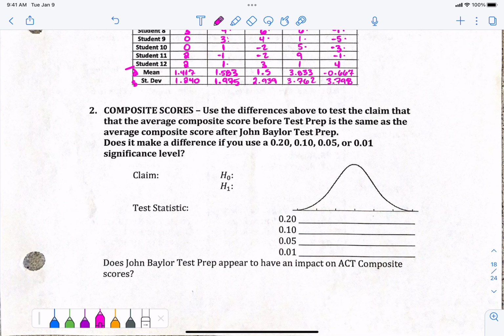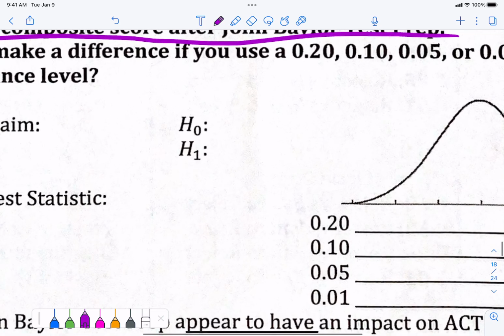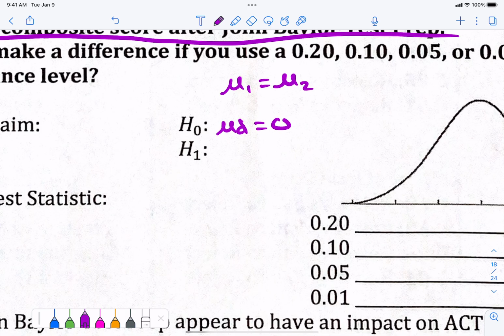All right, so use the differences above to test the claim that the average composite score for the test prep is the same as the average composite score after John Baylor. So we're doing averages. What variable do we use for average? Like we would say mu1 equals mu2, but that's like saying that mu d is equal to 0, the difference between them is none. So rather than writing it like this, they have us write it like mu d equals 0.